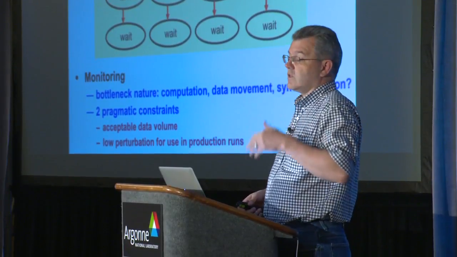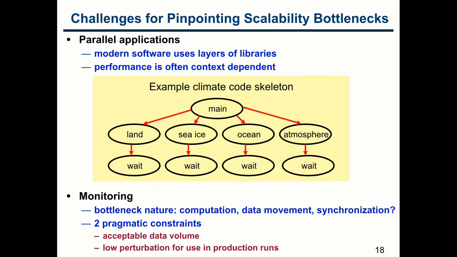So for instance, let's say you have a parallel climate code. It's got land, sea ice, ocean, and atmosphere modules. All of them are invoking MPI, and all of them have, say, calls to MPI wait. So if I know that I'm spending time in MPI wait, that doesn't help me very much. I actually need to know the context in which the MPI wait was so costly.